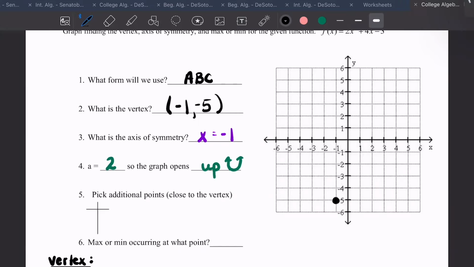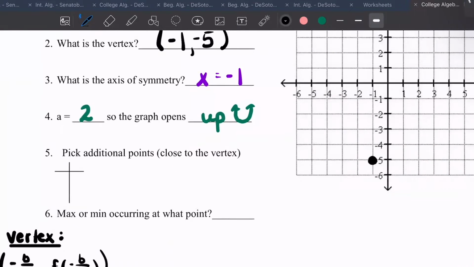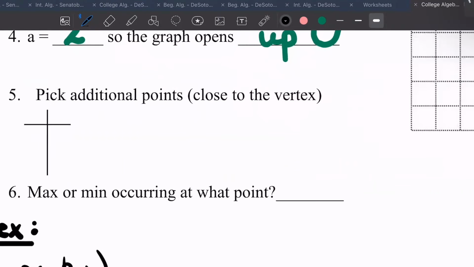Okay, we need to pick points close to the vertex. Okay, well, it's always going to make sense for you to pick the x value of 0. Okay. If you pick x equals 0, then you're going to plug in 0 for x in your function. Okay, so you can always pick 0 if it's not on the axis. Okay, so let's pick, whoops. And then plug into function.